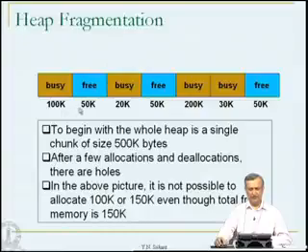Once a sequence of such allocations and deallocations happens in any particular order, the memory looks as shown here. These are the free holes, and these are the only ones which can be allocated to the program when there is a request. For example, if there is a request for a 50k block, this can be released, or this can be released, or this can be released.